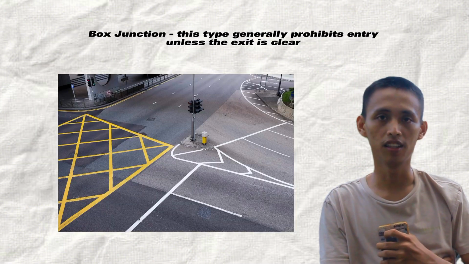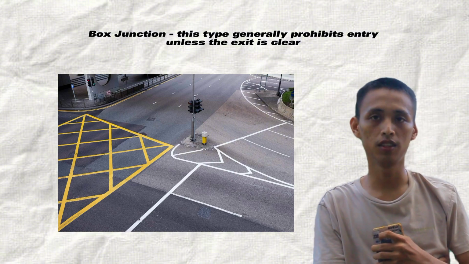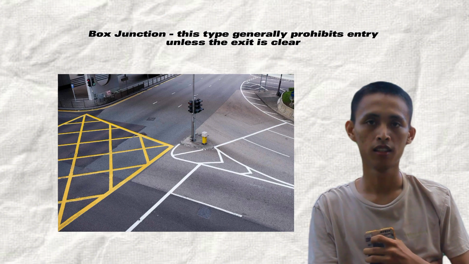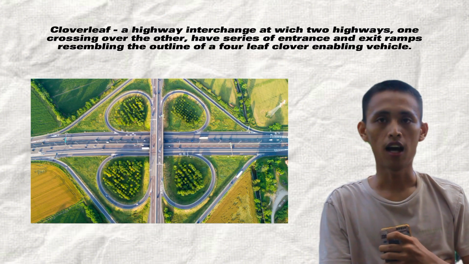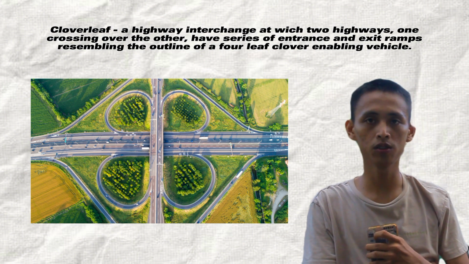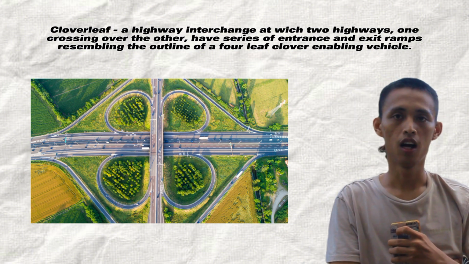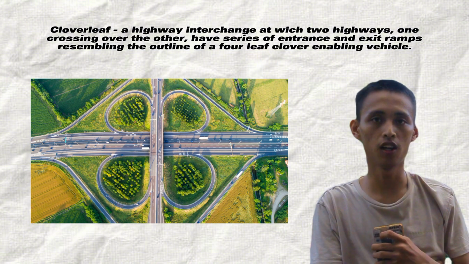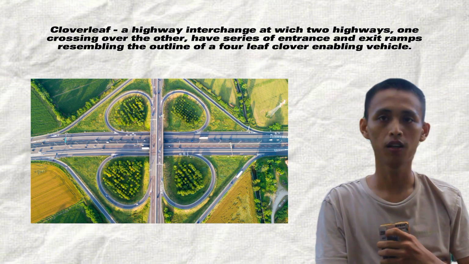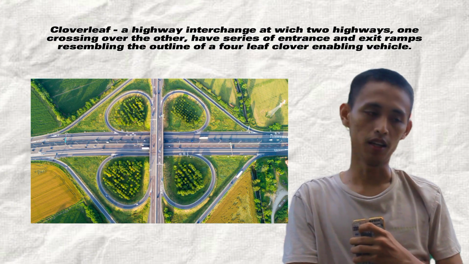Box junction. This type generally prohibits entry unless the exit is clear. Clover leaf. A highway interchange at which two highways, one crossing over the other, have a series of entrance and exit ramps resembling the outline of a four-leaf clover and enabling vehicles to change roads.